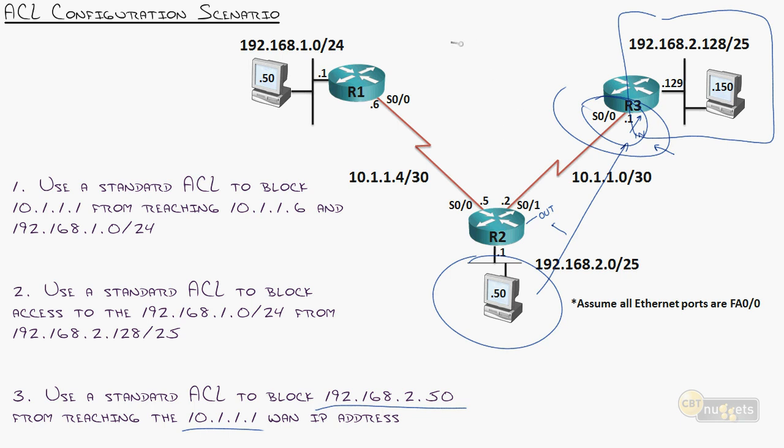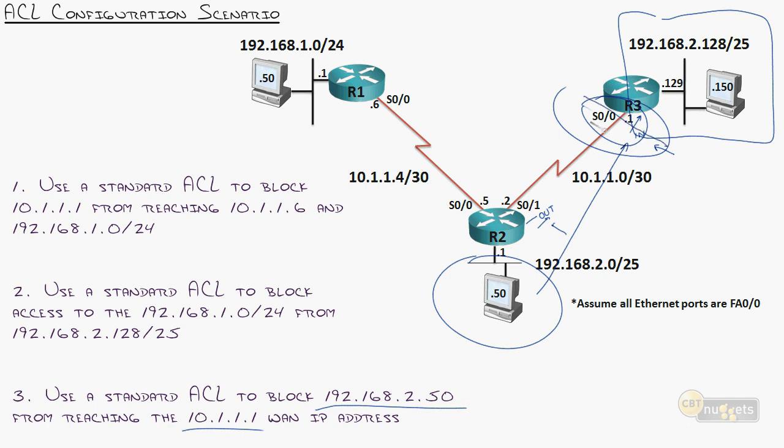Why? Because standard access lists can't say what you're denied from. They just say you're denied. So when I say deny 192.168.2.50 and apply it either out right here or in right here, that access list is going to say you are denied. You are denied from getting any further.